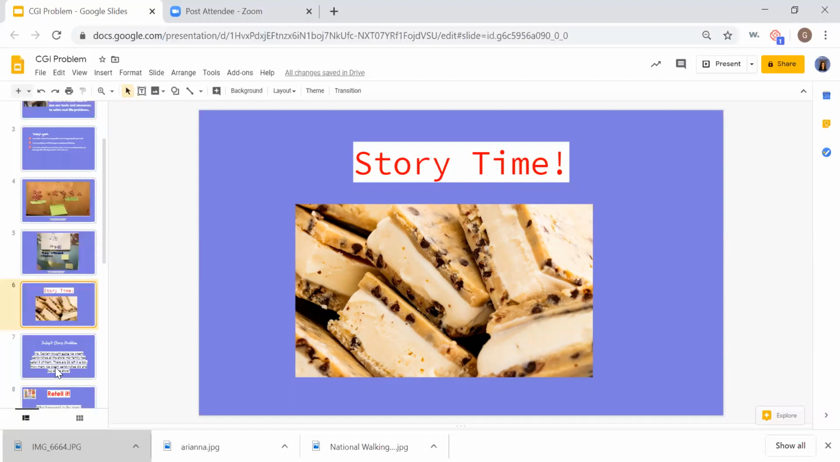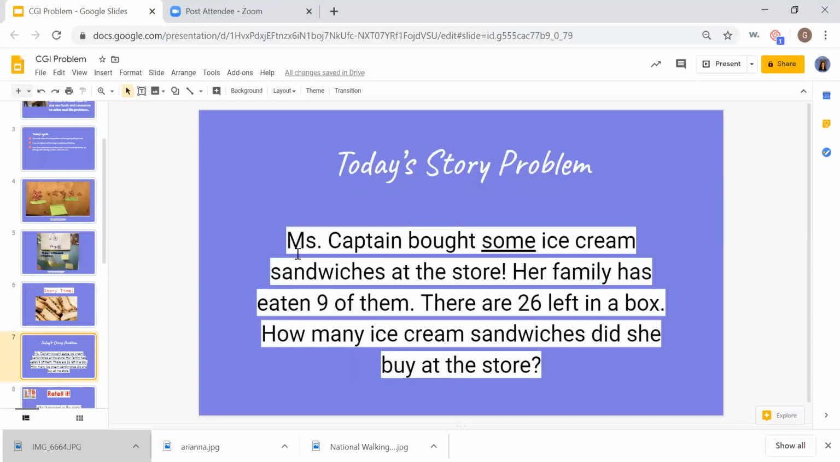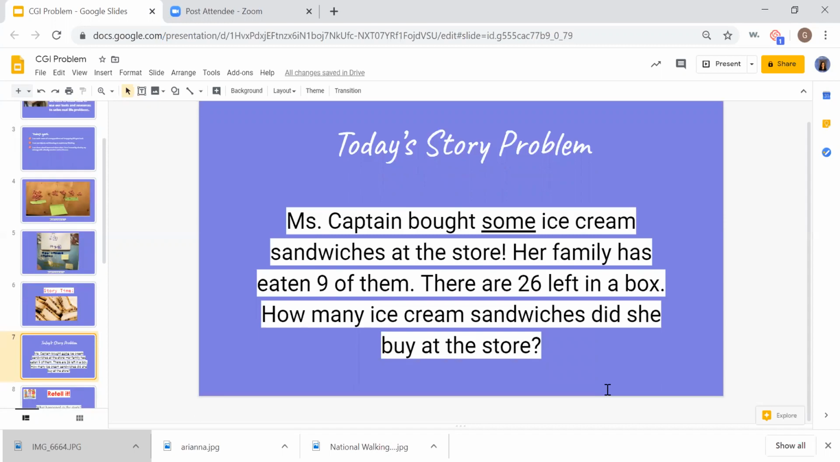So my story problem, Miss Captain bought some ice cream sandwiches at the store. Her family has eaten 9 of them. There are 26 left in a box. How many ice cream sandwiches did she buy at the store? So she bought some ice cream sandwiches at the store. Her family has eaten 9 of them already, and there are 26 left in the box. How many ice cream sandwiches did she buy at the store?